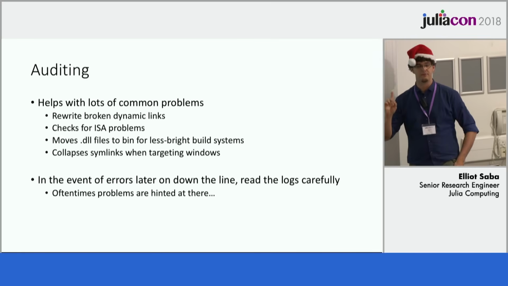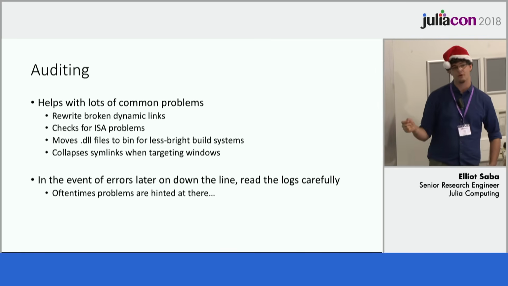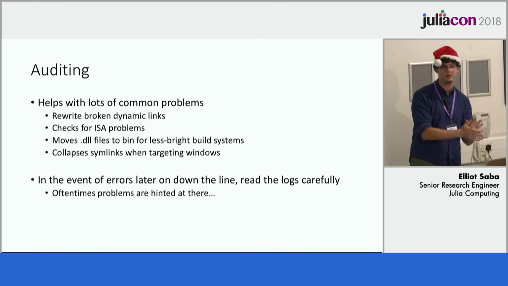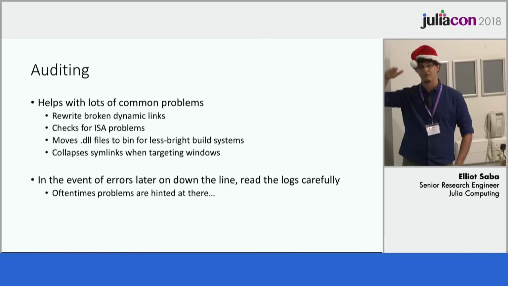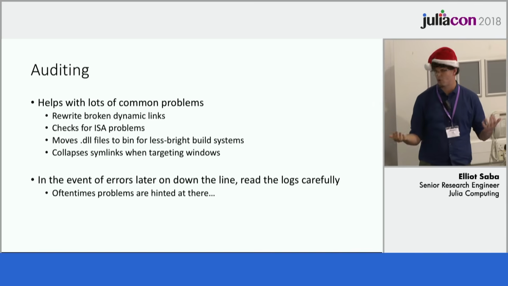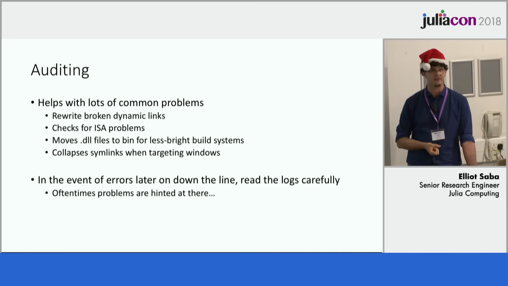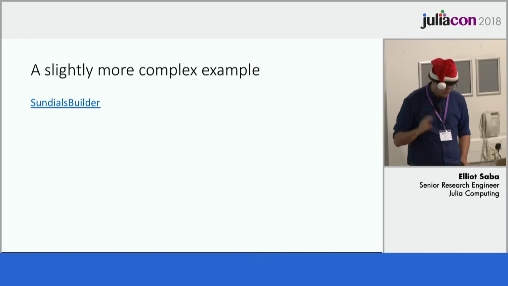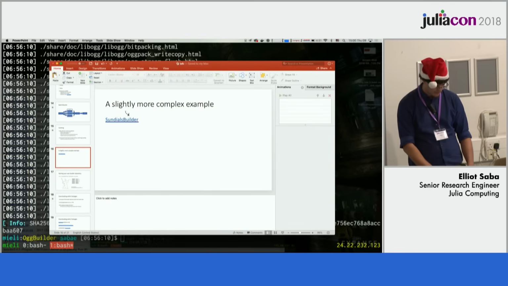A lot of the things, though, are set as warnings, not errors. So if you are having trouble with a binary package and you're wondering why isn't this working, a good thing to do is go back through the build logs and check for warnings, because sometimes you can find those kinds of problems embedded in there. So we're going to take a look at a slightly more complex example, Sundial's builder. We're just going to look at the builder.